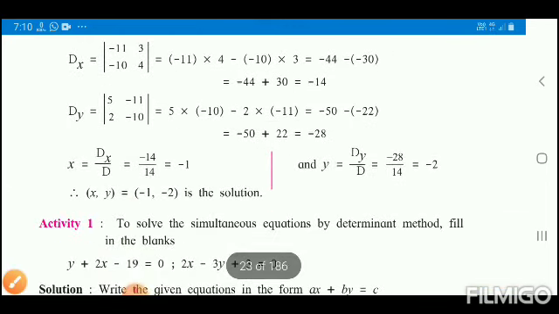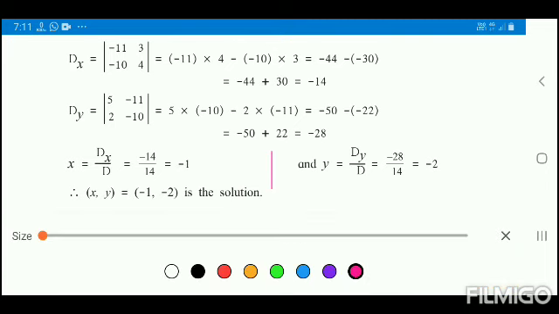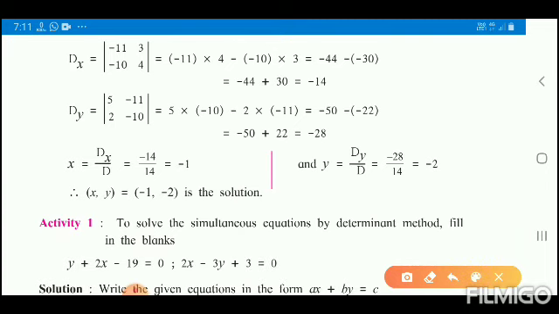Now x is equal to Dx upon D, that is negative 14 upon 14. You will get the value negative 1. And y is equal to Dy upon D, negative 28 upon 14, it's negative 2. So you got the x and y values by Cramer's rule. The x value is negative 1 and y is negative 2. So negative 1 and negative 2 is the solution of the given equations.